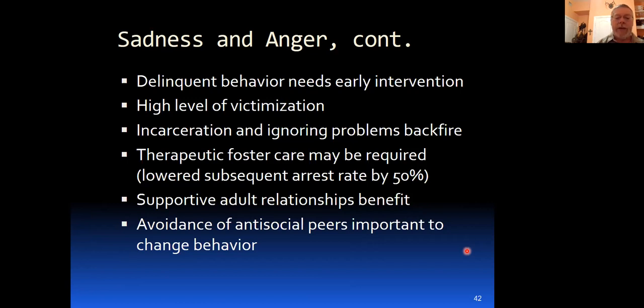Therapeutic foster care is placing the adolescent with a foster family that has special training. They then are able to help that adolescent develop important life skills and also provide consistent, effective discipline for them. What they found is that therapeutic foster care lowered subsequent arrest rates by 50%, pretty significant. Let me give you a scenario where that would be appropriate.